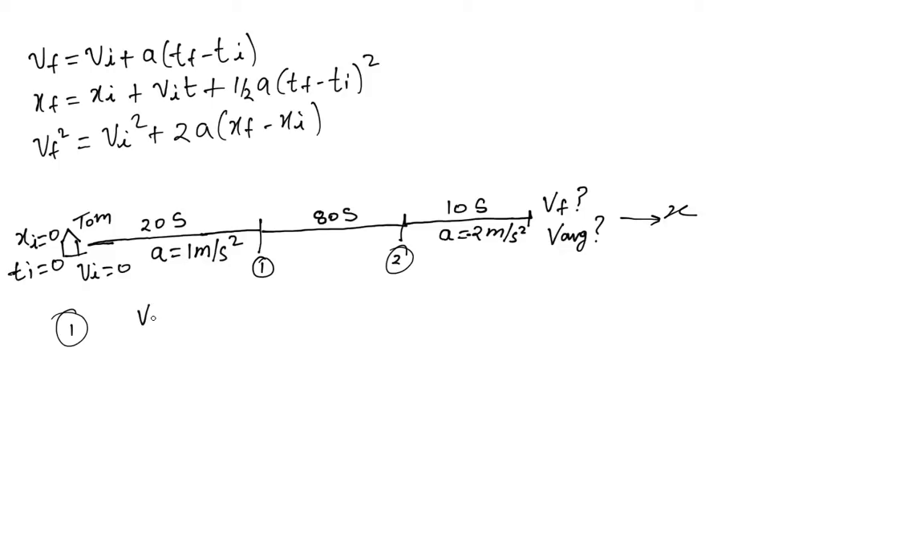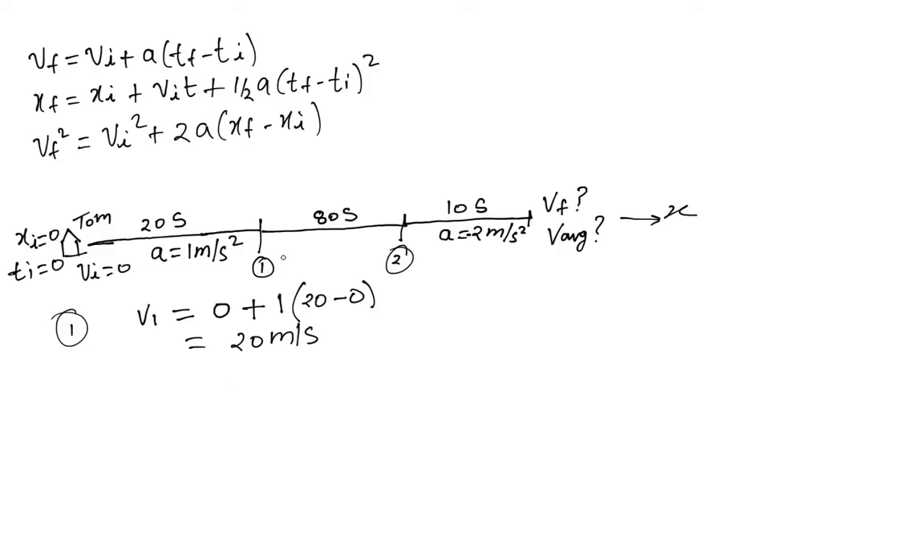Let's call it v1 equals, what was the initial velocity for this interval? Well, it was 0 because Tom started with an initial velocity of 0. What was the acceleration? Well, it was 1, and Tf is 20. He traveled for 20 seconds minus, we already assumed Ti to be 0, and that gives us 20 meters per second. Okay, so we are done up to here.